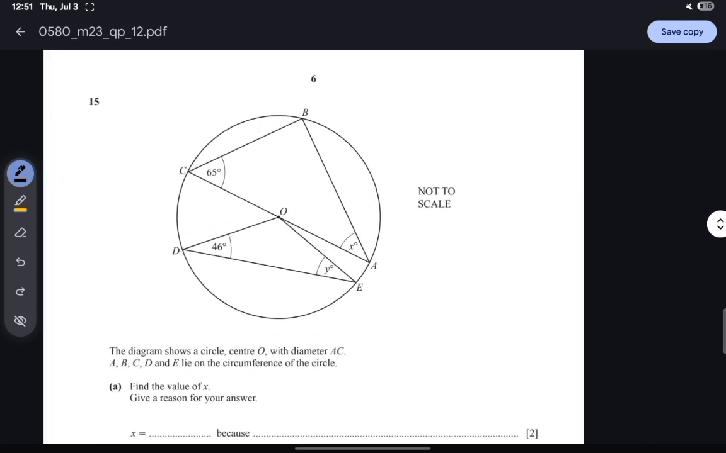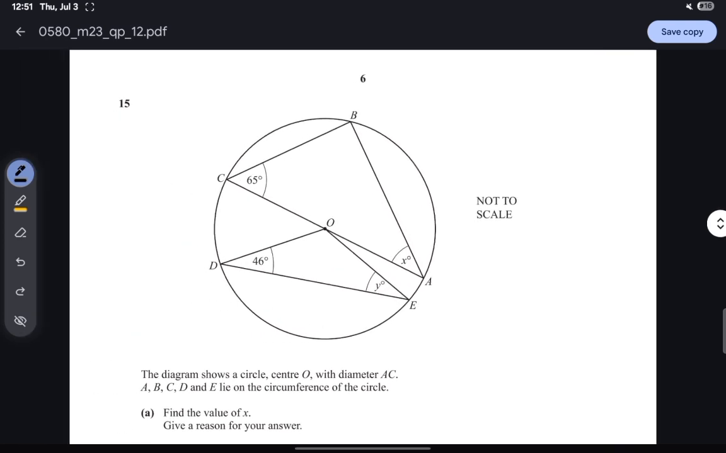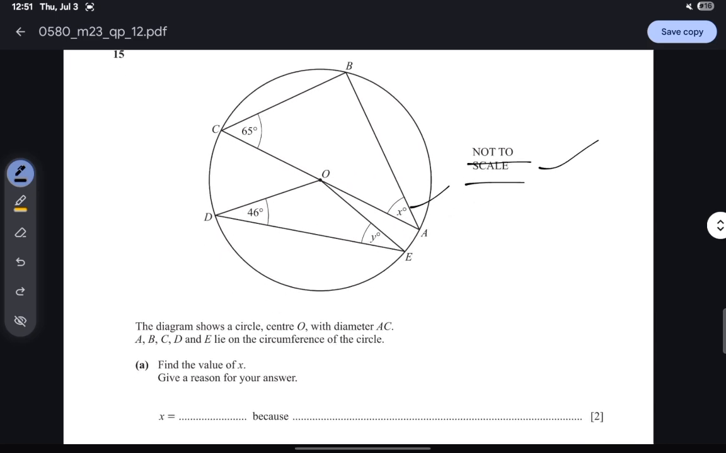Number 15 is circle geometry. We're given a diagram which is not to scale, so we can't measure out the angles from the diagram because it's not to scale. The diagram shows a circle, center O with diameter AC. A, B, C, D, and E lie on the circumference of the circle. Find the value of X, which is this angle, and give a reason for your answer.